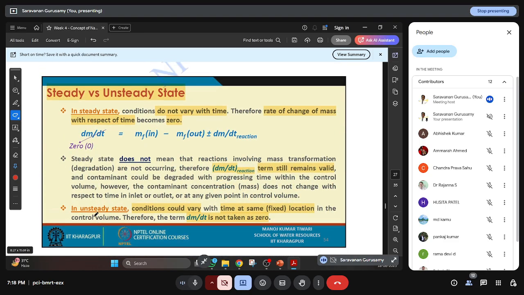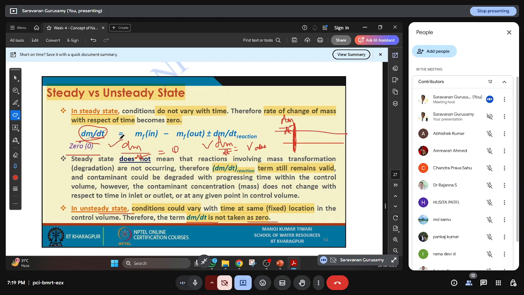Steady state, non-steady state. As I mentioned, at one point the concentration with respect to time will not vary. So the concentration change with respect to time is 0. And if the concentration change with respect to time is not equal to 0, then it's an unsteady state. I mean, mass is changing with time or mass is not changing with time. If mass is not changing with time, the change in mass with respect to time will become 0. If mass is changing with time, dM by dt will have a value. Okay, this is unsteady, and this is steady state.